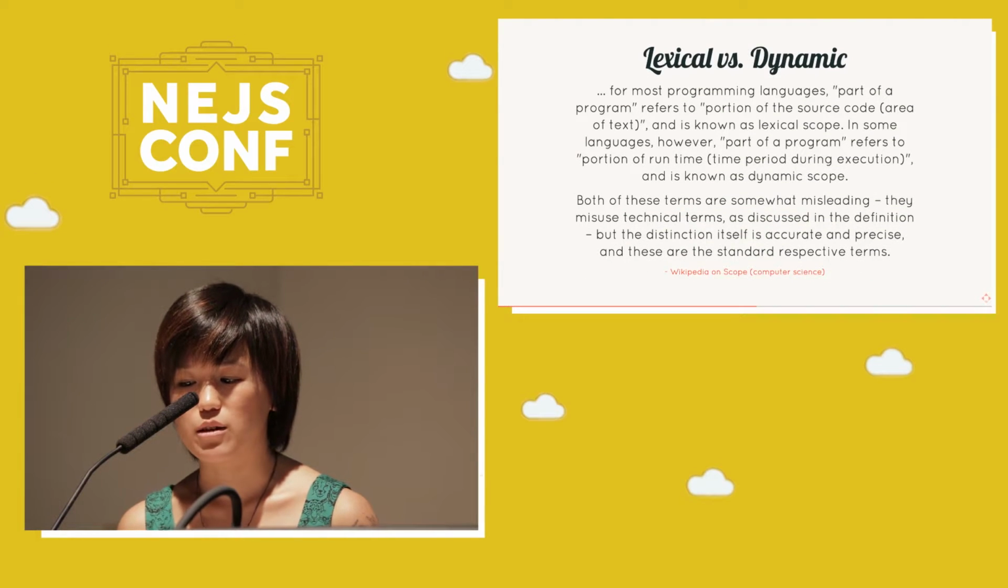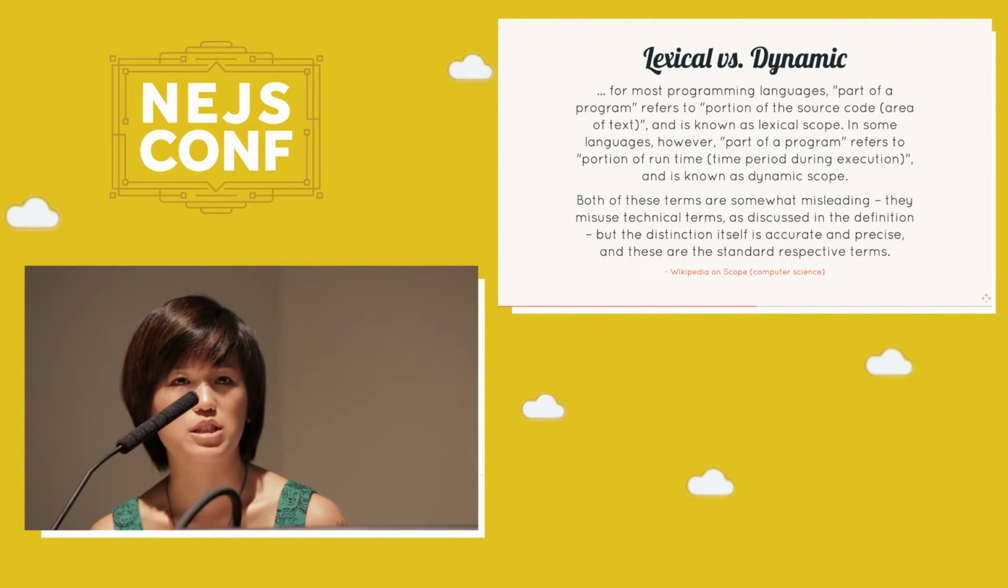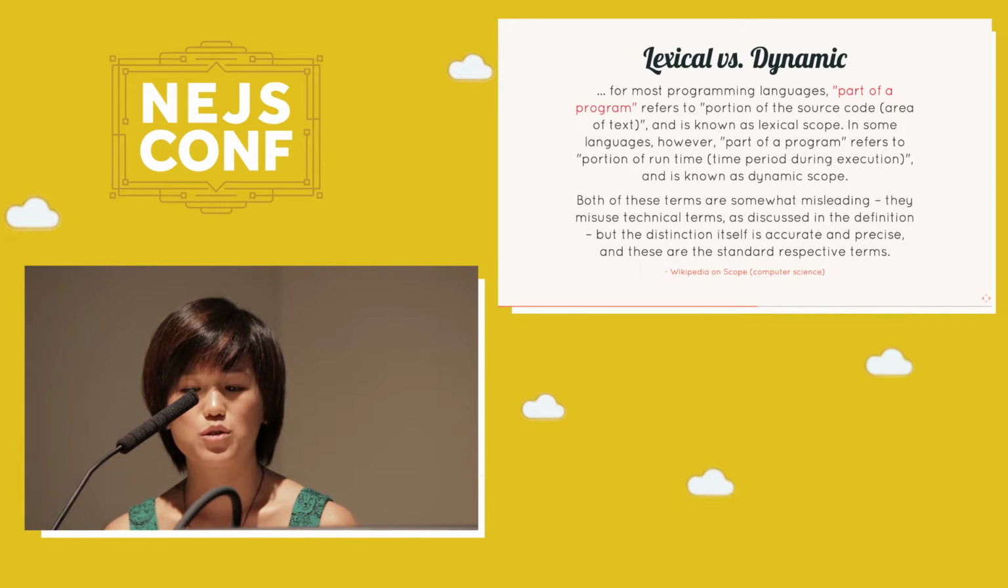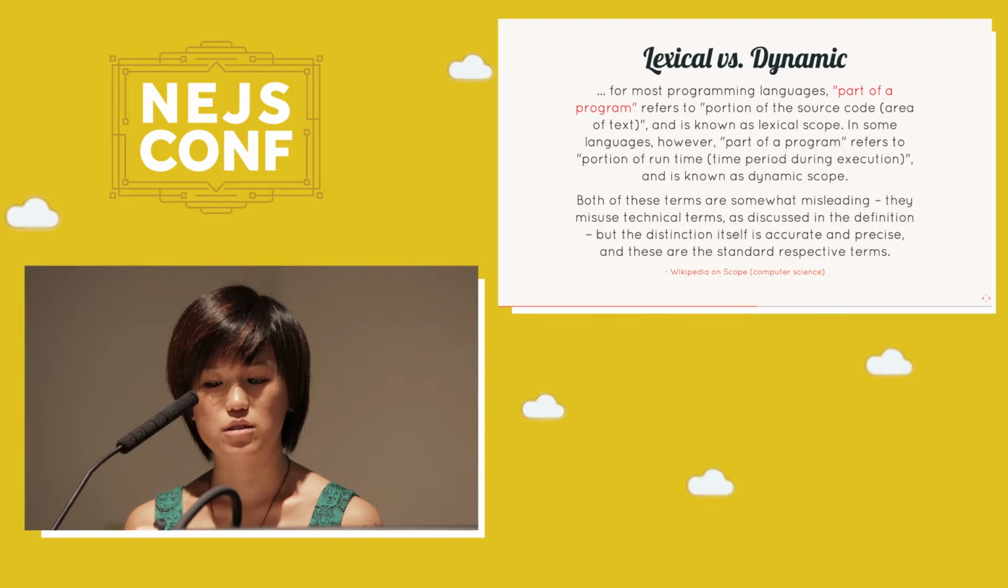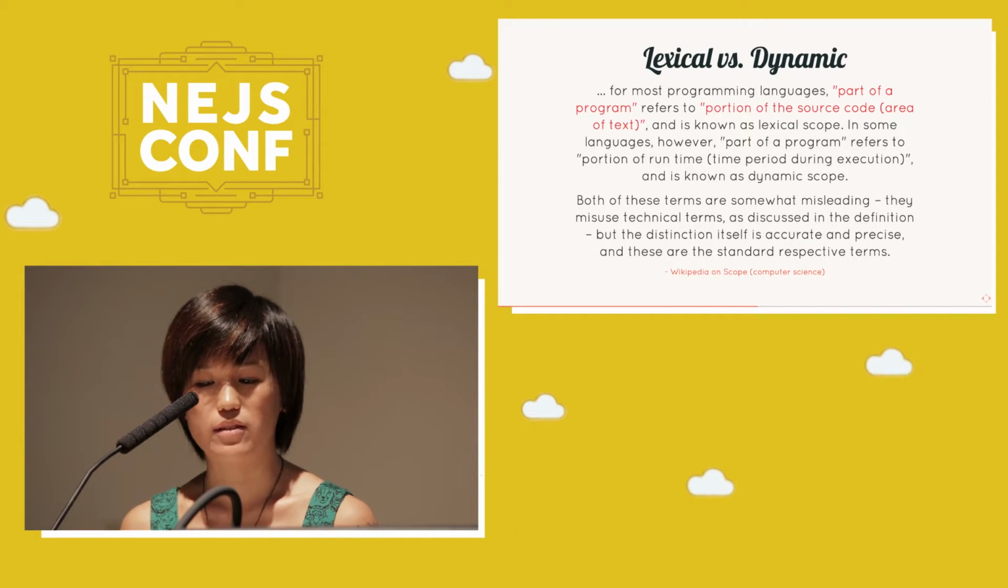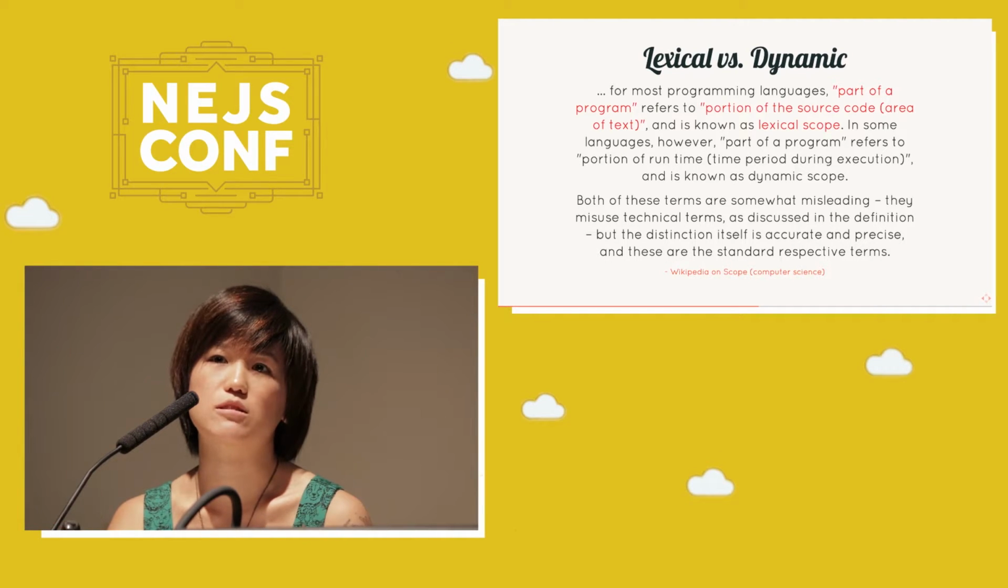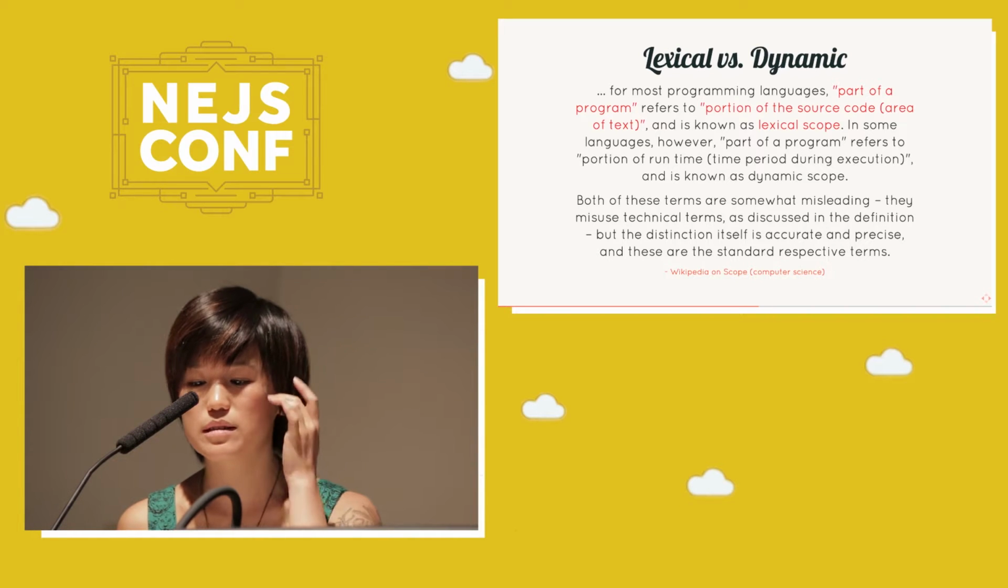And then in Wikipedia, we see that for most programming languages, part of a program refers to a portion of source code or area of text and is known as lexical scope. And I was like, oh, that's where the term lexical comes from, pertaining to words.